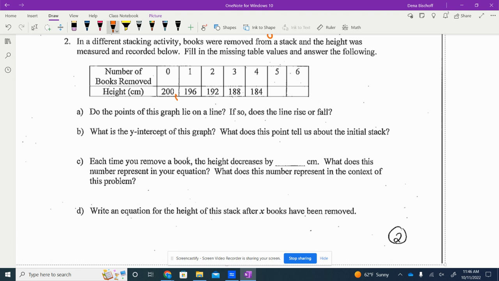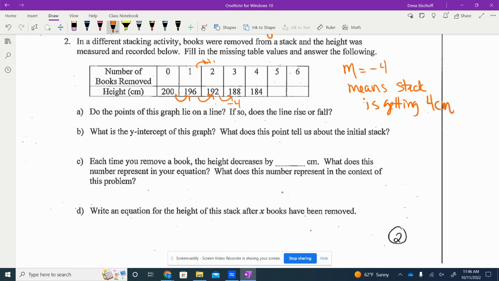What's happening on the y-axis? I'm subtracting 4 each time as I add 1. And that's because I'm removing books. So my slope is -4. And that means that the stack is getting 4 centimeters shorter with each book that I remove. That's what that means. The stack is getting 4 centimeters shorter with each book that you take away.